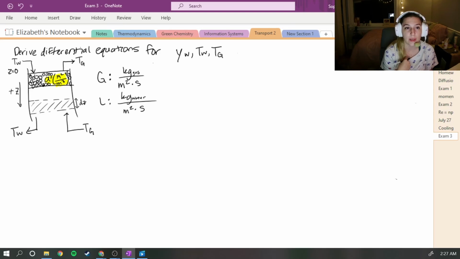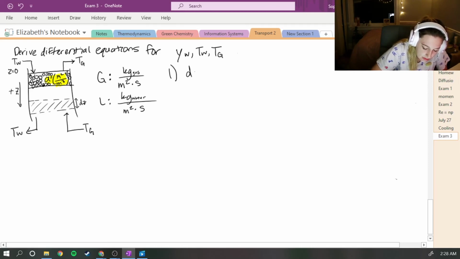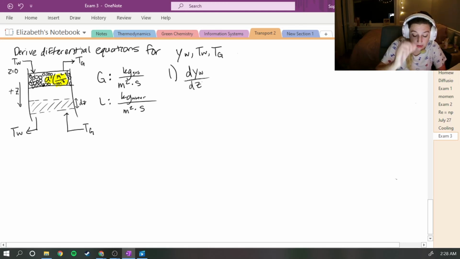And then for our problem, we are deriving the differential equations for the change in the molar fraction of water throughout the cooling tower, the change in temperature of the water throughout the cooling tower, and the change in the temperature of the gas throughout the cooling tower. So first, let's go ahead and get started. We have the change in the molar fraction of the water throughout the position of the cooling tower Z. I want to remind everyone that G is both the air and the water in the air, so like the water vapor.